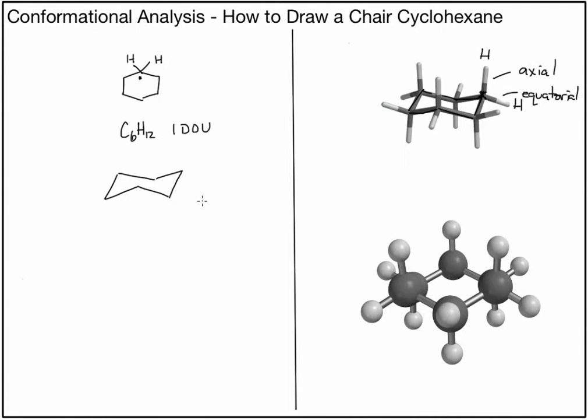So now we need to put in the axial and equatorial bonds. This can get kind of confusing when you're figuring out which angle to draw these. So let's go ahead and dissect the molecule and show that left-hand and right-hand side, just with a dotted line. So here's the left-hand side, and here's the right-hand side.